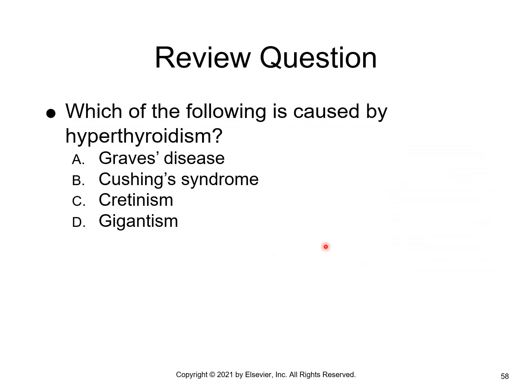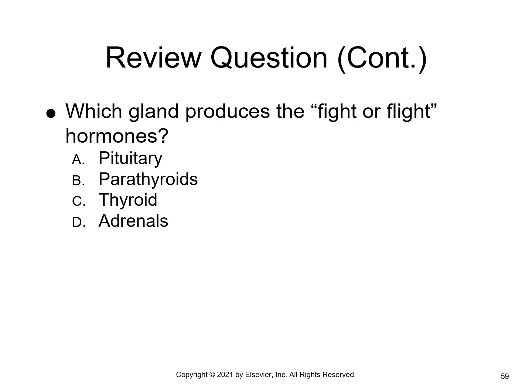And finally, a review question. Which of the following is caused by hyperthyroidism? Graves' disease, Cushing's syndrome, cretinism, or gigantism? And this is Graves' disease. It's usually an autoimmune hyperthyroidism affecting the whole thyroid. Which gland produces the fight or flight hormones? This is going to be our adrenal gland in the adrenal medulla. That is our epinephrine and norepinephrine.